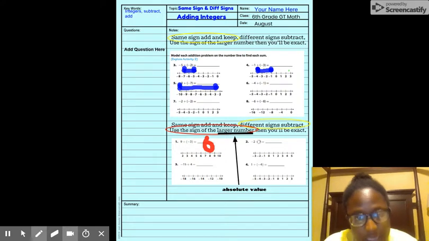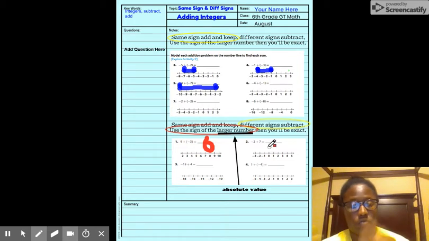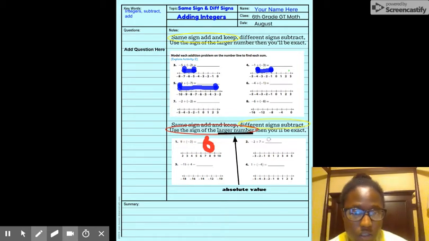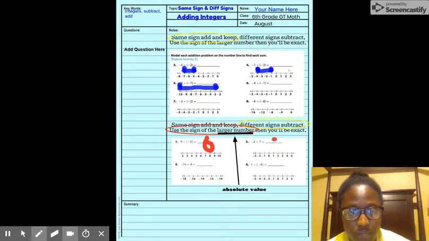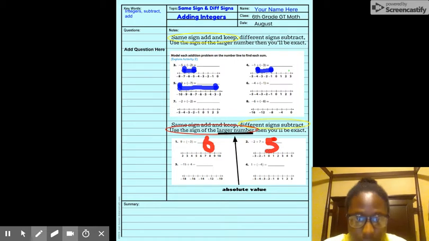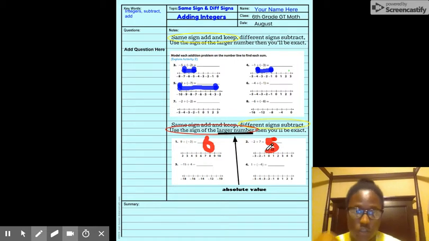On this one, we have negative 2 plus 7, different signs, a negative 2 and a positive 7. So we're going to subtract 7, 6, 5. We get 5. But then we have to figure out what sign. Well, which one is furthest away from 0? It's going to be 7. So our answer is going to be positive 5.